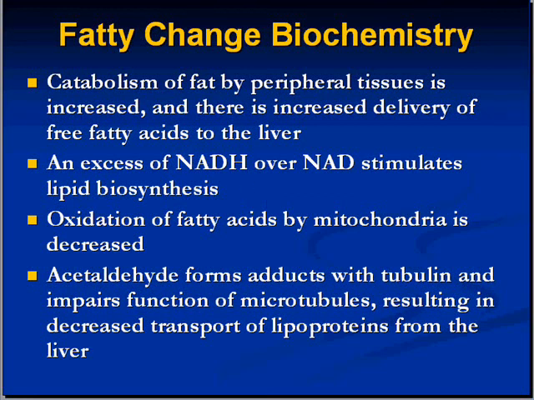Okay, let's talk about several things that happen biochemically with fatty change, or the process which we call fatty metamorphosis, also happening chiefly in the liver. What happens during the process of fatty change? Well, one thing that happens is that catabolism of fat in your peripheral tissues is increased. In other words, it's broken down. And therefore, there's an increased delivery of free fatty acids to the liver.